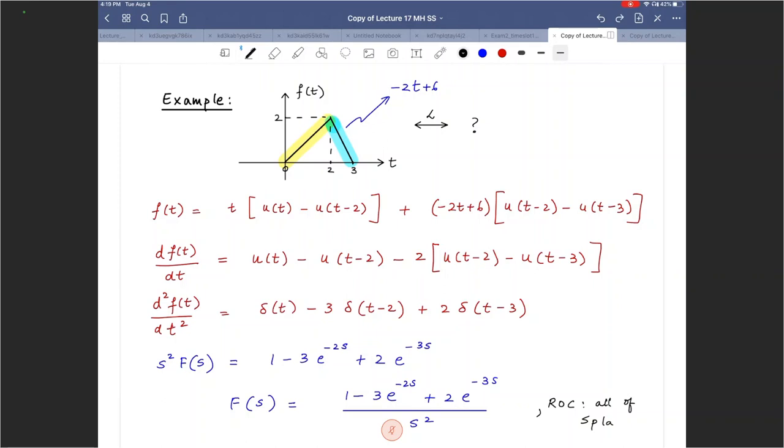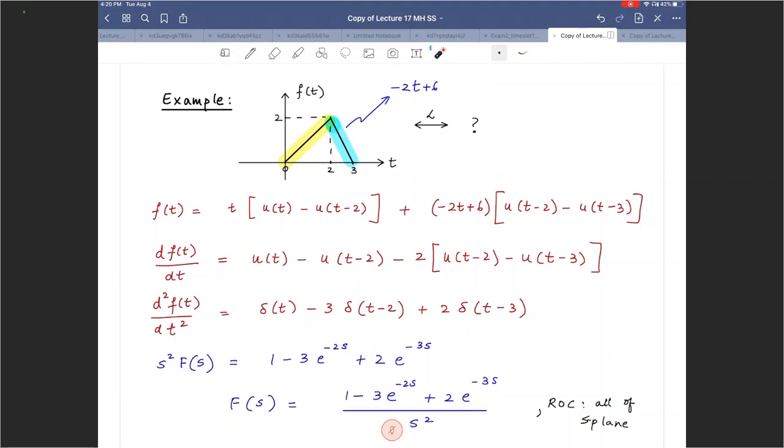All of s plane. And the reason for that is that the signal is finite duration, so it is only existing between 0 and 3. All the other places it is 0, which means that it is integrable and it is square integrable. So it's going to converge in all of s plane.